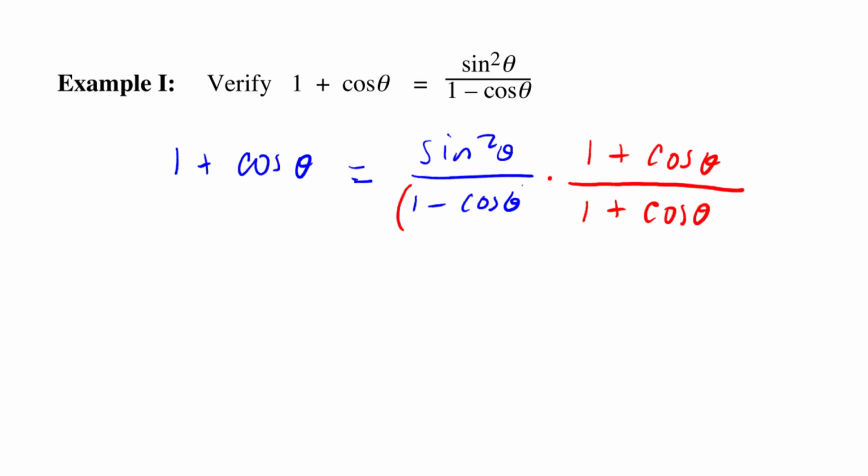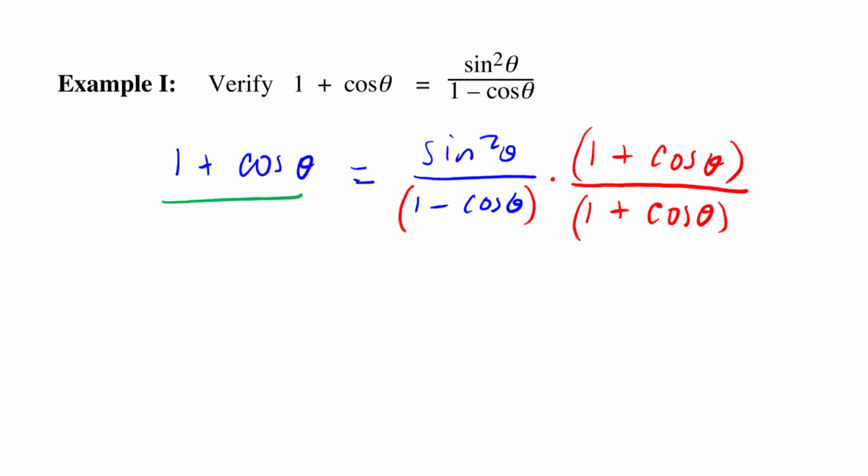Now this does a couple things for us. One is it is conjugates in the denominator, and of course they multiply to get difference of squares. 1 minus cosine squared theta, which turns into sine squared theta. The other is we've introduced 1 plus cosine theta into the right side, which is exactly what we want. So let's see where this goes.